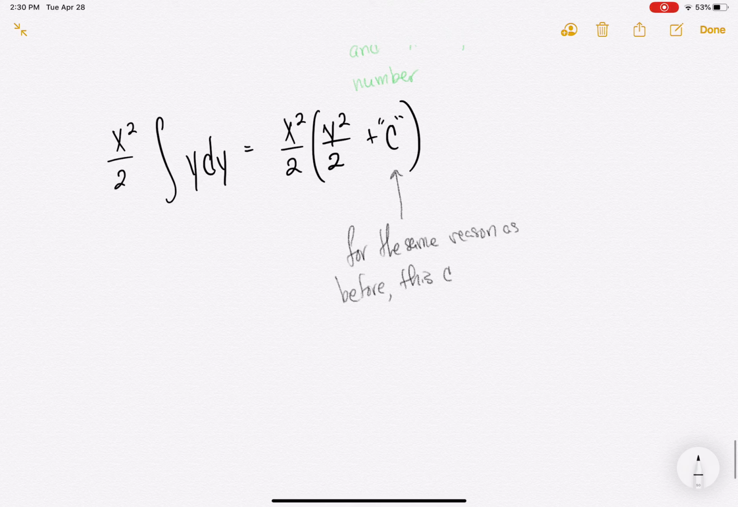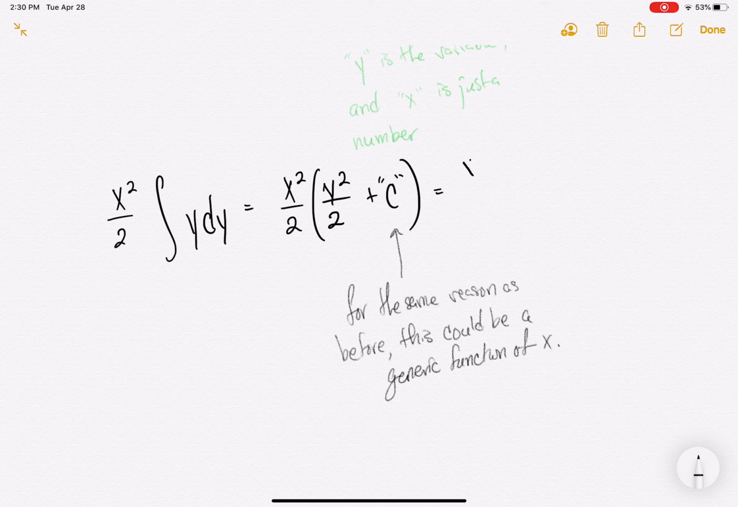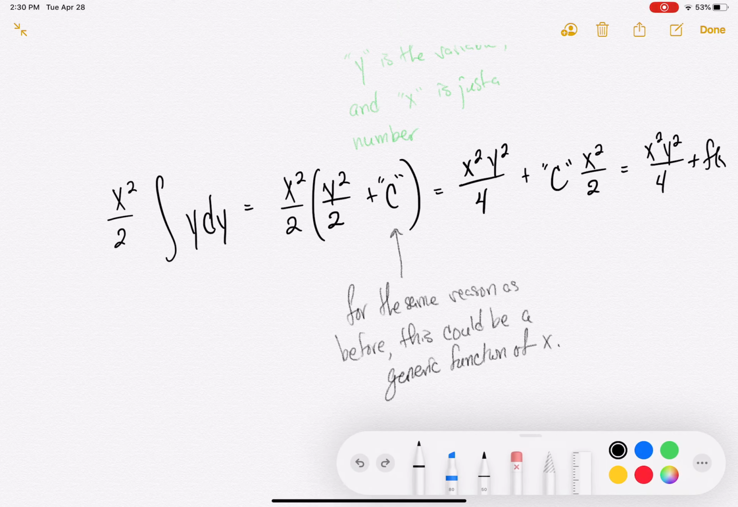This could be a generic function of x. And so this is really equal to x squared y squared over 4 plus this c, x squared over 2. But that could be a generic function of x, so really x squared y squared over 4 plus f of x. So there's your generic function of x.